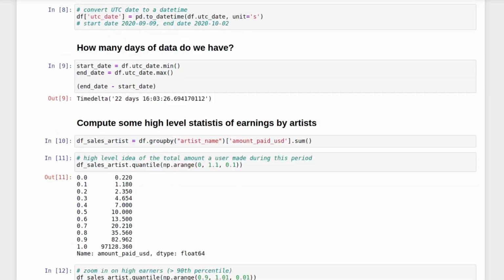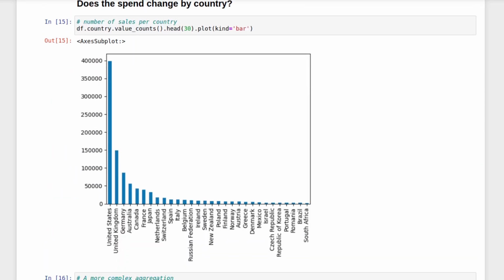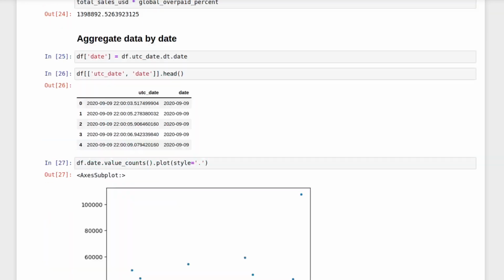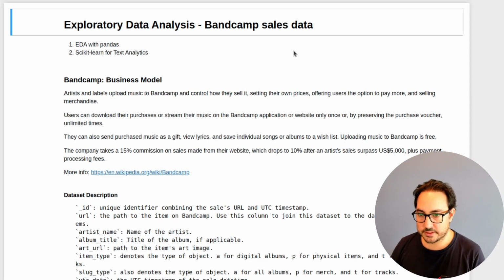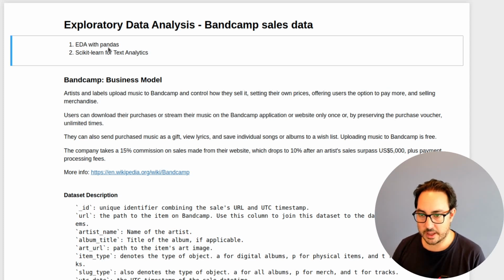The idea is to do some simple exploratory data analysis with pandas, and I'll be using scikit-learn in order to do a little bit more complex analysis using the text of the songs. Yeah, let's get started. I'll start with the EDA part, and at the end of the video, I have this example using scikit-learn. It's a little bit more unconventional. I think it's interesting. You can take a look later.